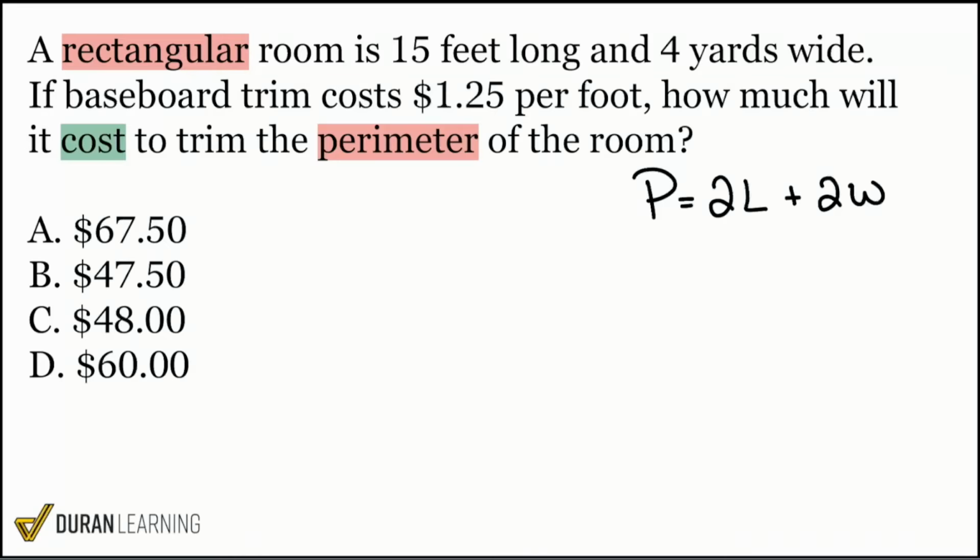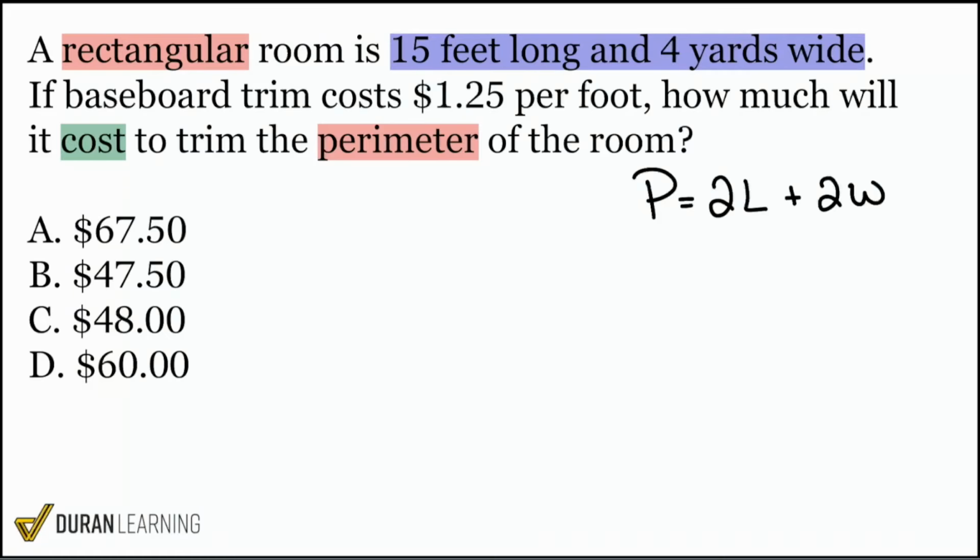Now, how do we get the cost? Take it slow, everybody. Just keep it calm, cool, and collected. Here it says that a rectangular room is 15 feet long and 4 yards wide. Everybody, what is wrong with that already? What do you notice about that? What is wrong about this already? Yeah, we have different units. They're both distances, but on one hand, I have feet, and on the other hand, I have yards. Already, we got to pick up on that.